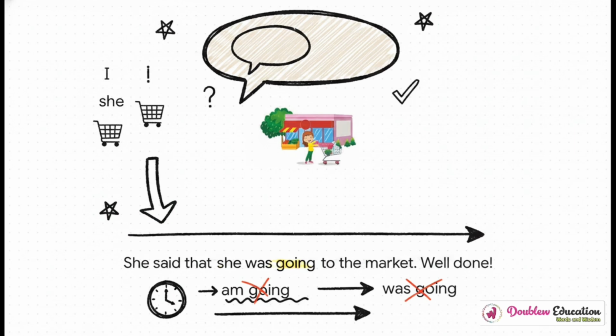And the answer is, "She said that she was going to the market." Well done, did you get it? The speech marks are gone. "I" changed to "she," and "am going" stepped back in time to become "was going." You've just nailed the basics of direct and indirect speech. Fantastic work today.